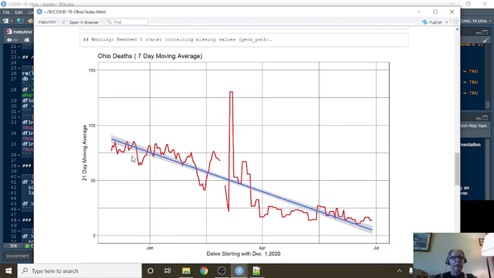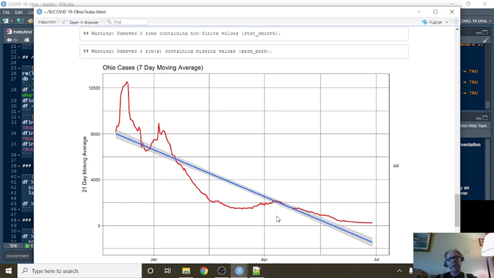So what's the trend? The trend since December 1st has been downward, although on a daily basis it's still below these numbers here. To a certain extent it's traveling in a horizontal range a little bit. Again, this is a 7-day moving average. The blue line is a linear regression line, which indicated a downward trend in deaths.